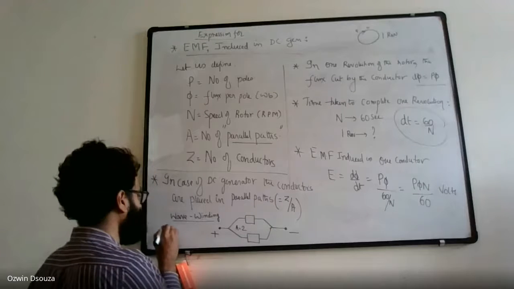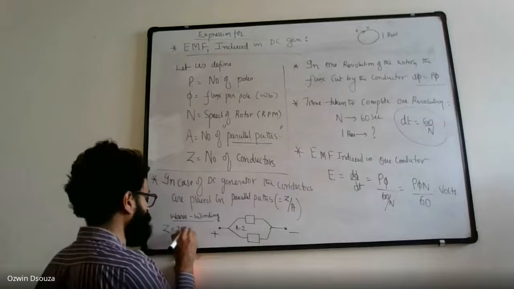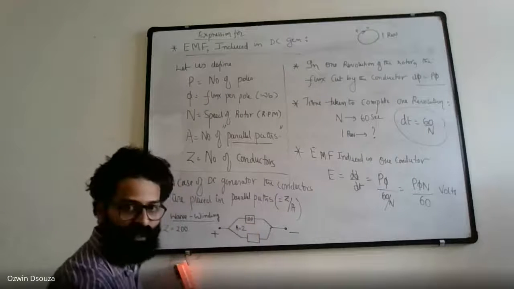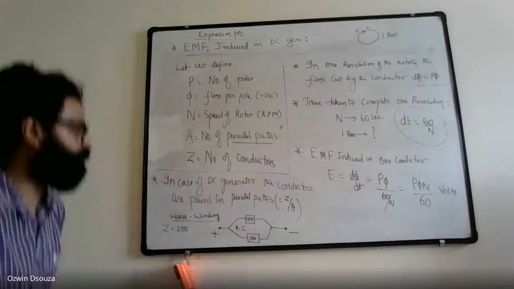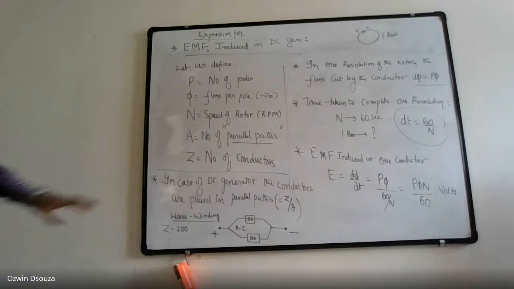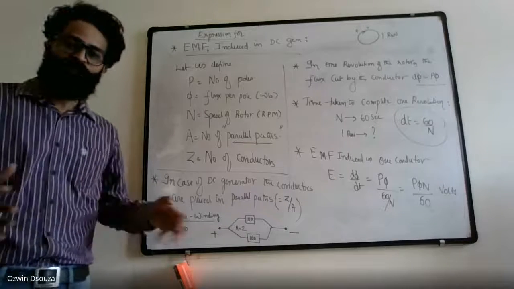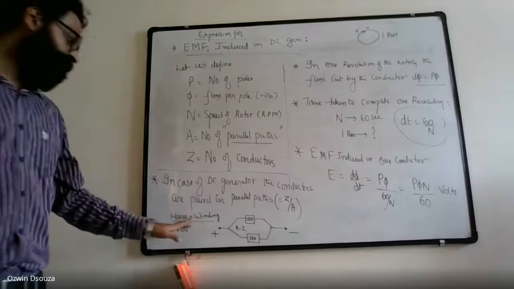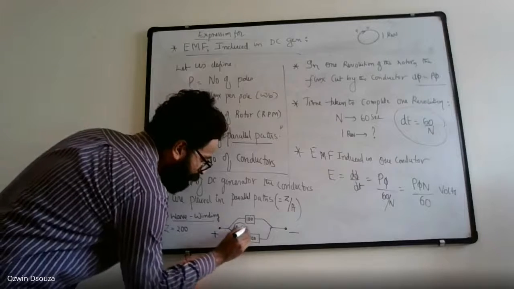So let's say you have total conductors as 200. Then 100 conductors are placed in the upper part, and the remaining 100 conductors are placed in the lower part. So this is the meaning of Z by A. How many conductors you are going to distribute in the parallel paths? This is for wave winding. So for wave winding, your A value is always 2.